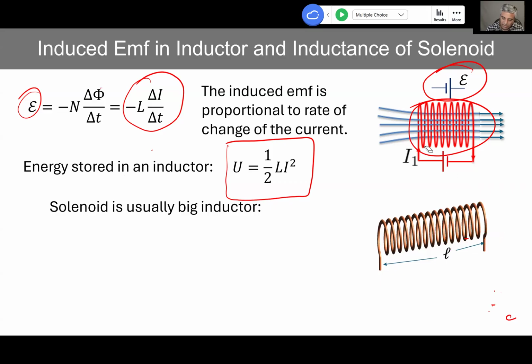Our device may look something like that. It has a certain number of turns and it has a length L. This kind of device is also known as a solenoid. If it is in a circuit, we may say inductor. If we are using this in other devices, for example, MRI machines, they provide a magnetic field by passing current in this kind of coil. In that case, this coil acts like an electromagnet, and we can say it is a big solenoid.